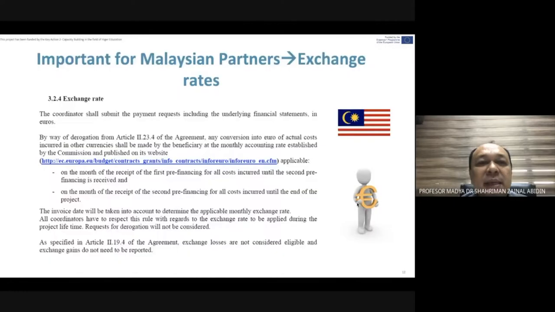Alright. And then important for exchange rate ni, ada link untuk nak tahu budget. Exchange rate ni tak boleh berdasar kepada currency exchange dalam internet, kena berpandu pada EC, European Commission punya exchange rate.